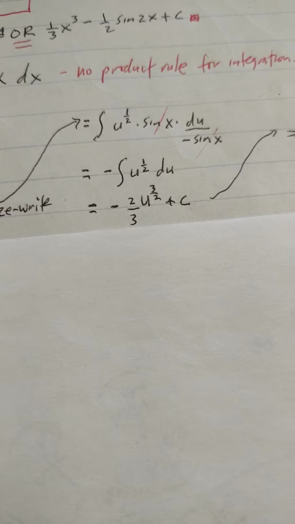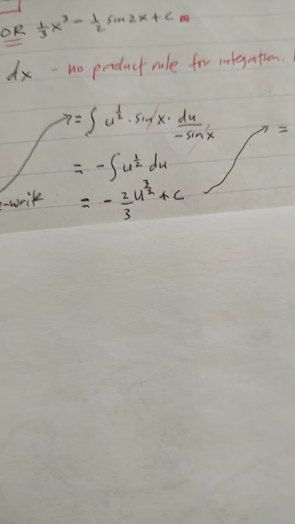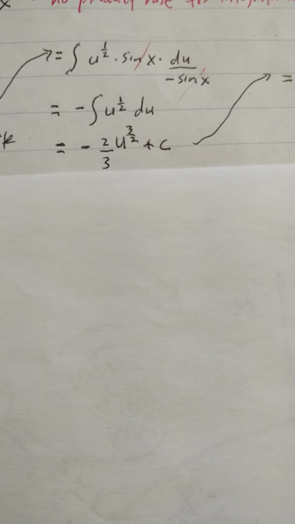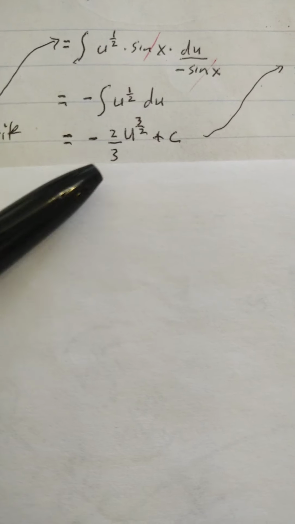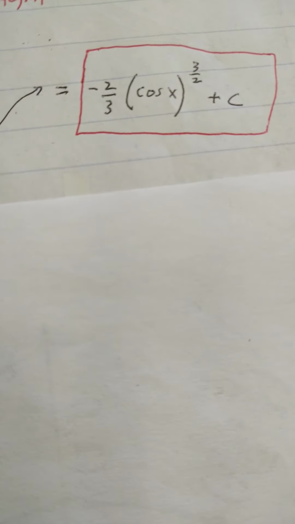To evaluate that integral, we just use the power rule. So 1/2 plus 1 is 3/2. And then instead of dividing by 3/2, I just multiplied by 2/3. And again, make sure you bring down that negative. Don't stop here, because we want our answer in terms of x in the end. So what was u again? The cosine of x. So instead of writing negative 2/3 u to the 3/2 plus c, u is cosine x. So there's our final answer.